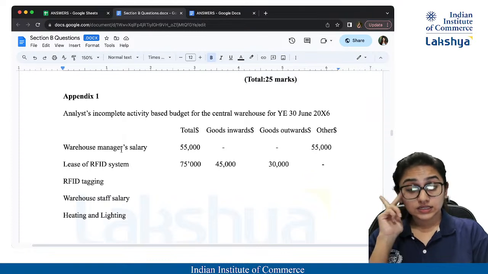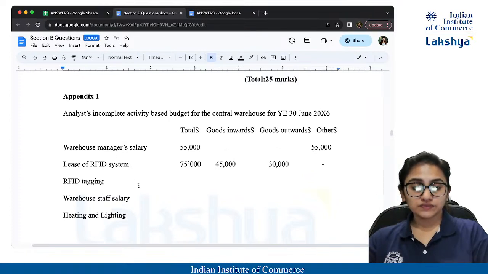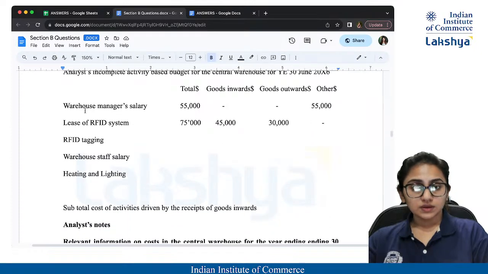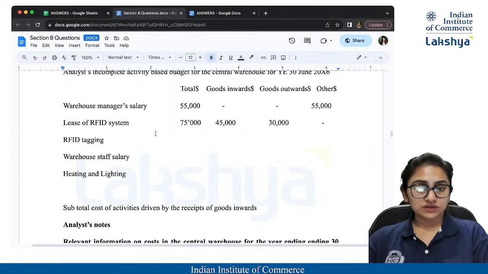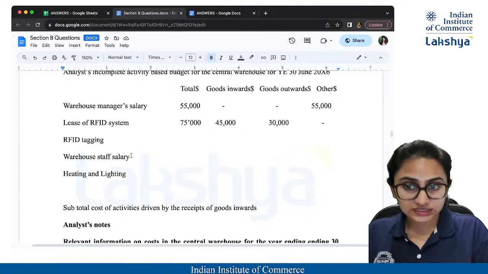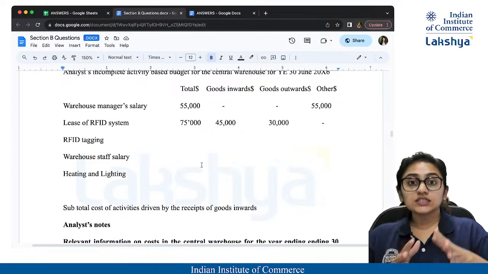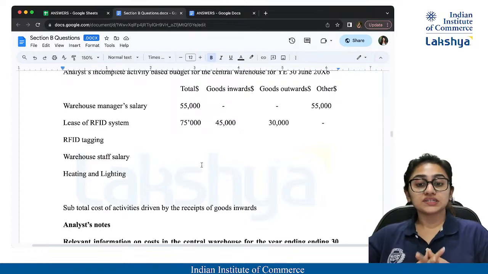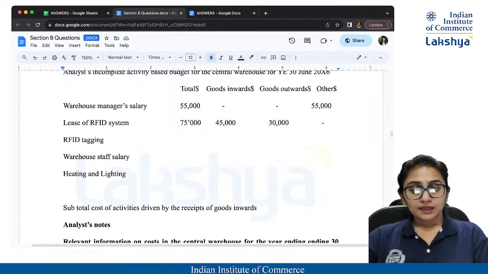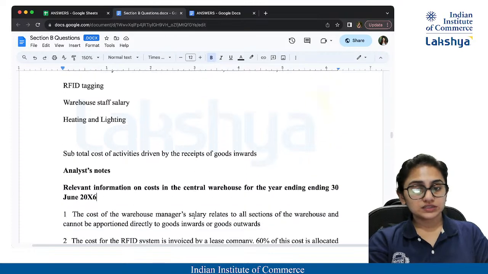So the analyst's incomplete activity-based budget for the central warehouse for the year ended 30th June 20x6 is this, wherein the warehouse manager's salary is 55. It is allocated directly to others. Lease of RFID system is 75. It is allocated between inward and outward in a ratio. RFID tagging, nothing is given. Warehouse staff salary, nothing is given. Heating and lighting, nothing is given. This is probably the part that is left incomplete. Subtotal cost of activity is driven by the receipt of goods inward.